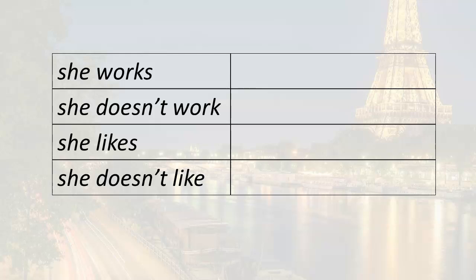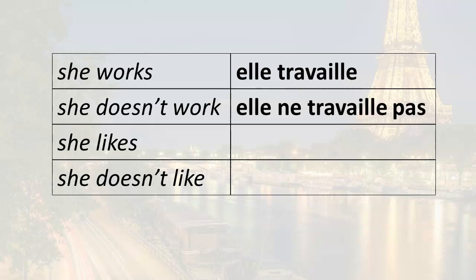So let's practice with she, the equivalent of she in French, which is elle. If I want to say she works, I would say elle travaille. She doesn't work. Elle ne travaille pas. Elle travaille. Elle ne travaille pas.